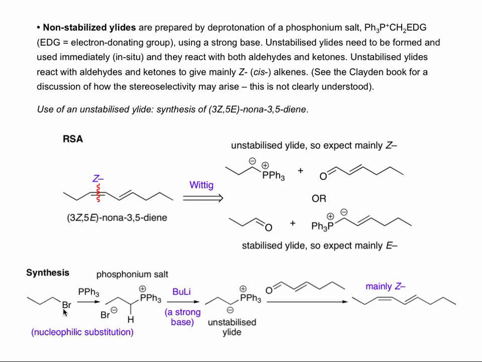We take 1-bromopropane with triphenylphosphine, we form the salt, and then we deprotonate one of these hydrogens using a strong base such as butyl lithium. The unstabilized ylide will then react with the aldehyde to form mainly the desired Z-alkene.